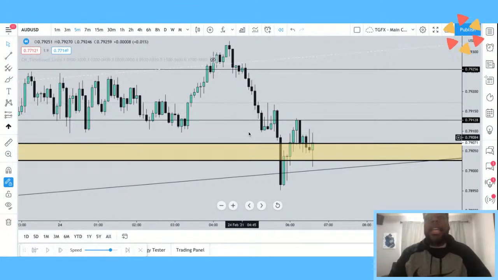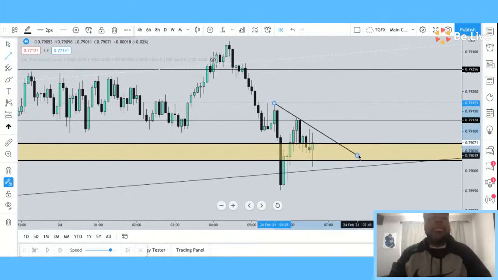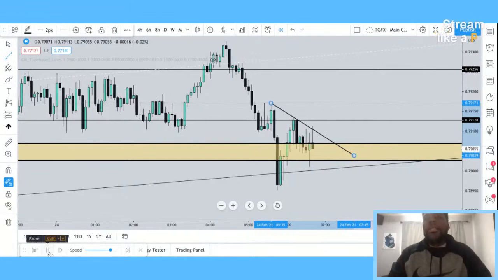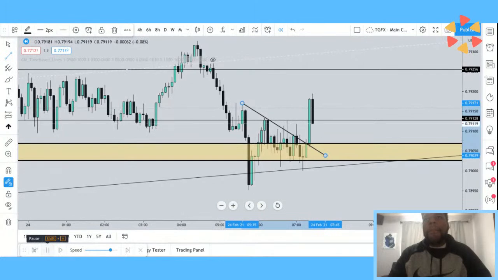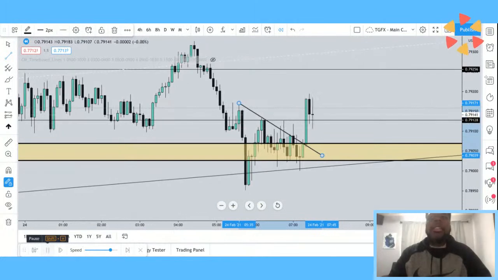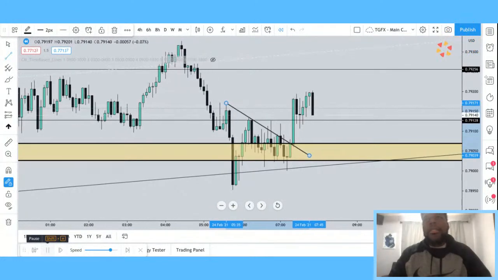So it made a lower high point here. So now we have a point A. Now point B, we can draw a trend line off of. And then price is maintaining. Let's see what happens. Boom, we get our breakout there, okay? So now we want to see a retest.